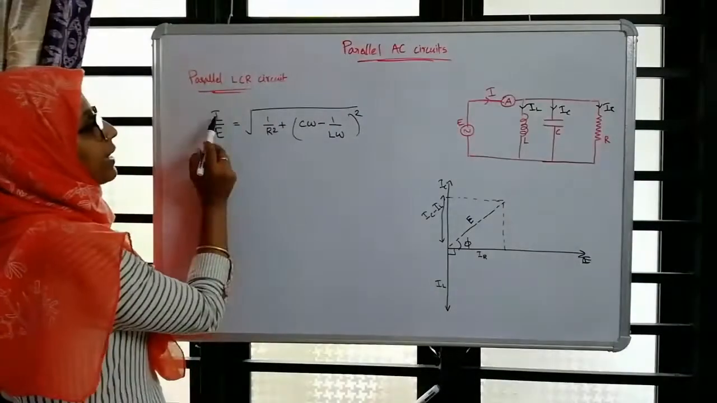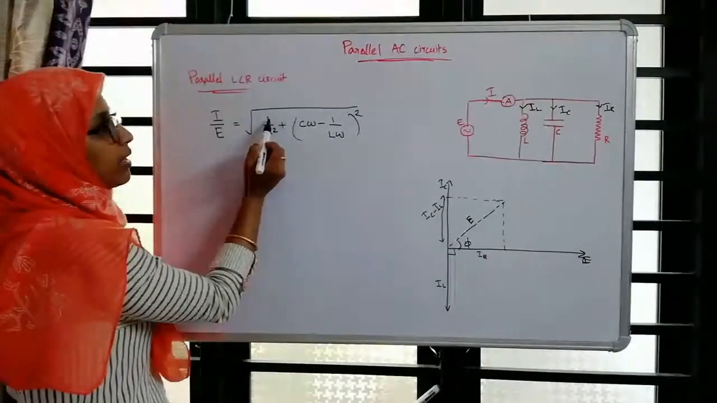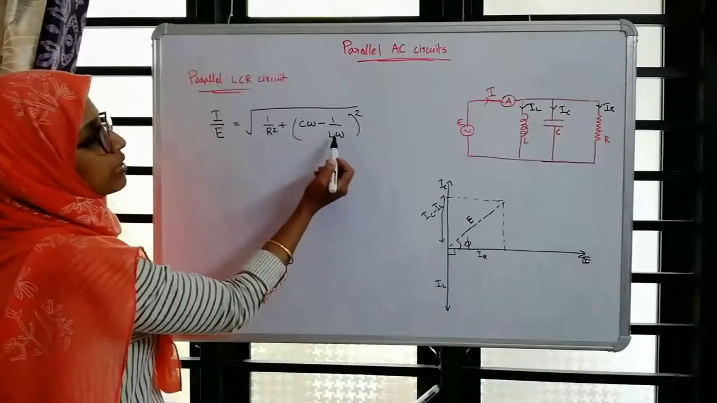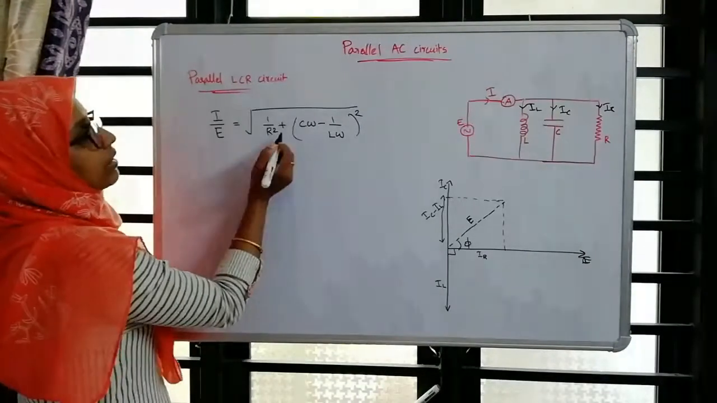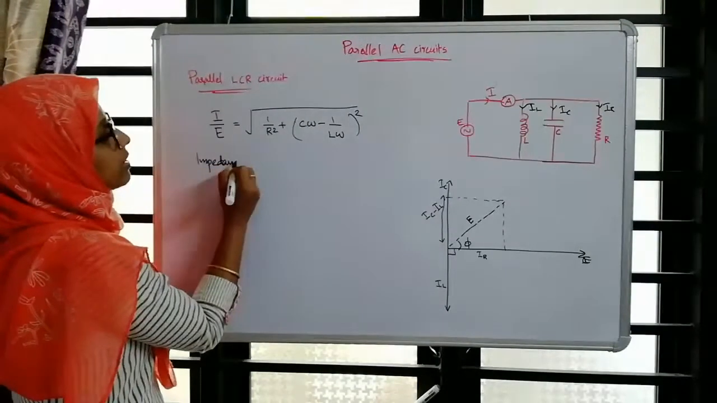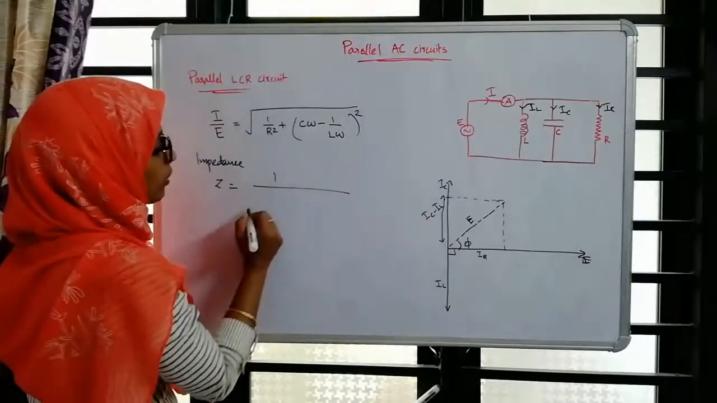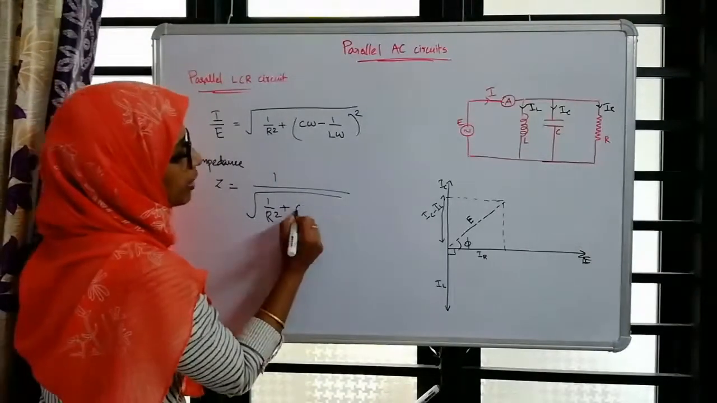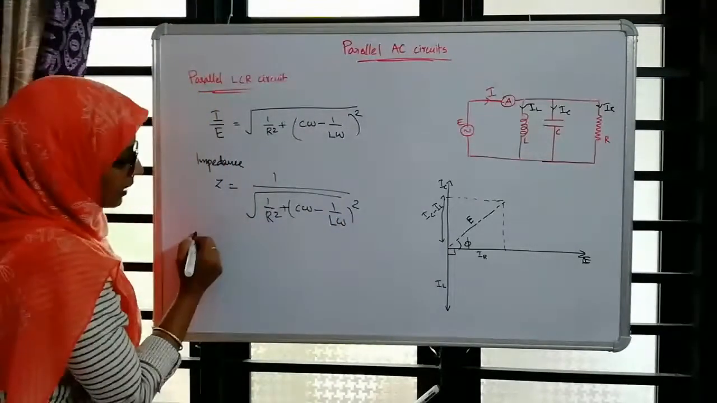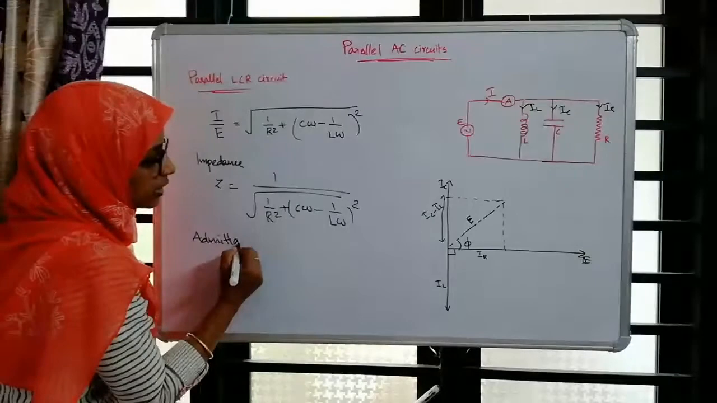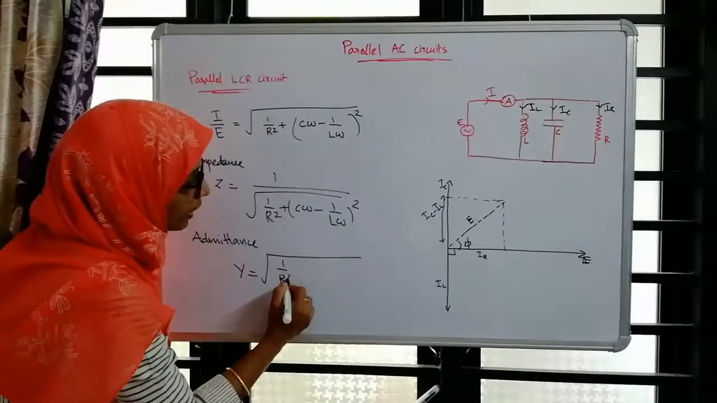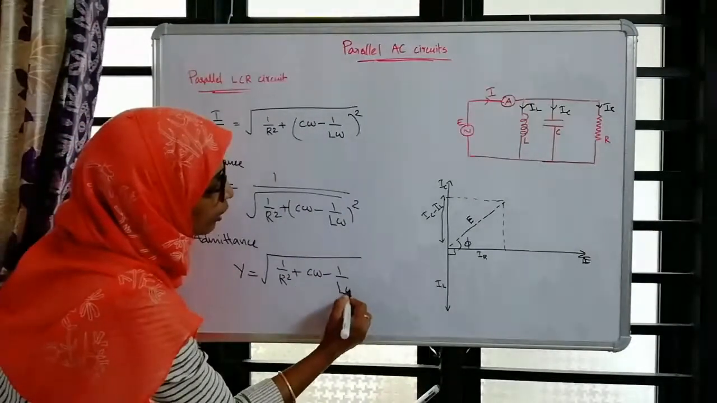So from this, by rearranging, by taking the E square inside the root, I by E is equal to root of 1 by R square plus C omega minus 1 by L omega whole square. Then by this equation we can obtain the impedance easily, that is Z is equal to 1 by root of 1 by R square plus C omega minus 1 by L omega whole square. And we can also write down the admittance, which is the reciprocal of impedance, that is Y is equal to 1 by Z, which is equal to root of 1 by R square plus C omega minus 1 by L omega whole square.